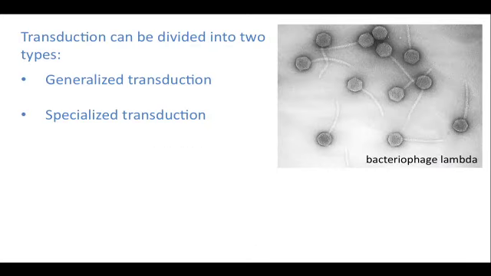And transduction can be divided into two types: generalized transduction, where a phage can pick up any particular gene in a bacterial cell at all, and specialized transduction, where phages only ever accidentally pick up one or two particular genes in a bacterial genome. Bacteriophage lambda is an example of a phage that undergoes generalized transduction.